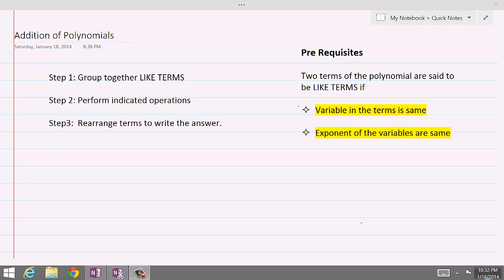After this lesson, students should be able to add polynomials of any degree and of any length. For this purpose, we will adopt a three-step strategy to add polynomials. But before we start adding polynomials and solve questions, let's first understand what like terms are.